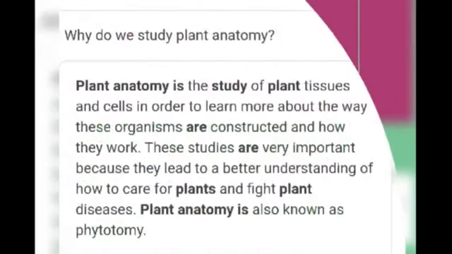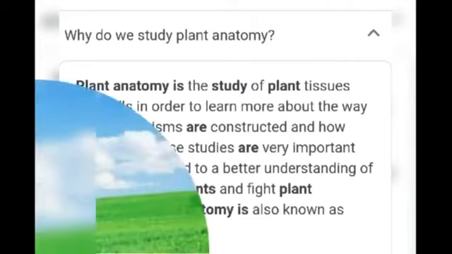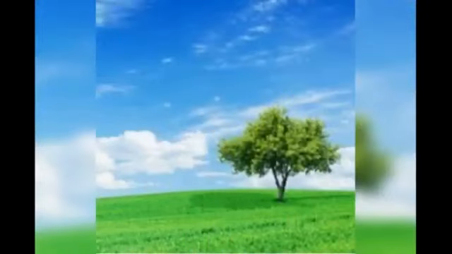Why do we need to study plant anatomy? These studies are very important because they lead to a better understanding of how to care for plants and fight against diseases. So this is the main thing we need to understand about plant anatomy. Then there are two ways it can be taken up. One is the study of the external organs.